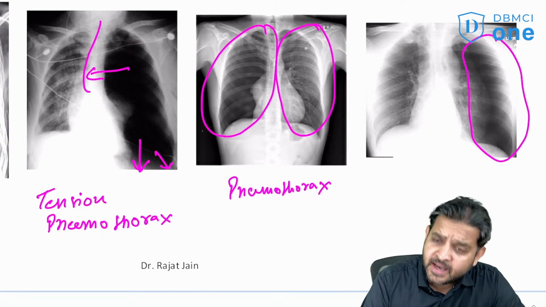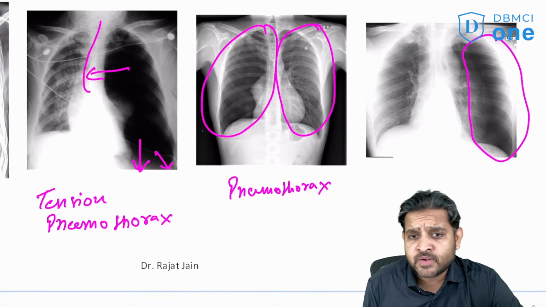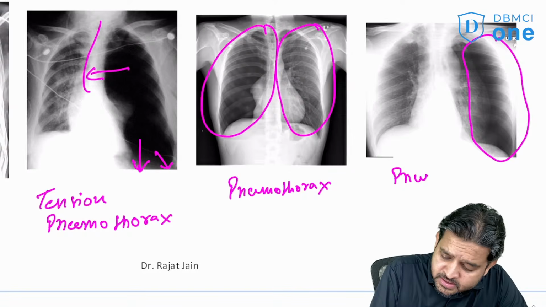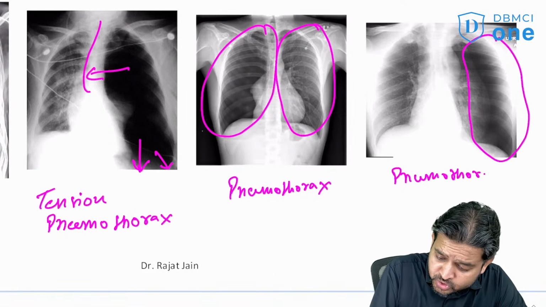Can we see this? Another area of air devoid of vascular marking. So another case of pneumothorax. So you have to do a promise to me.